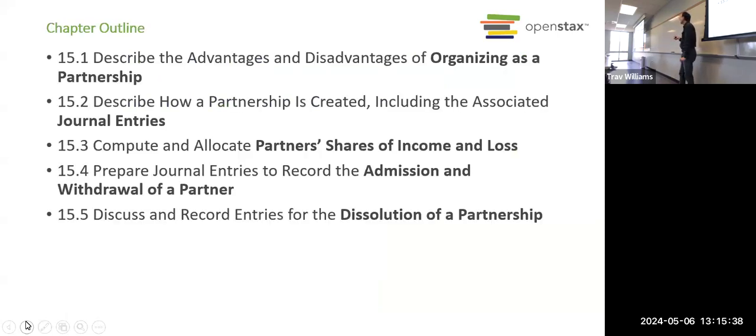Next week is going to be statement of cash flows, and that is, I think, a difficult, if not the most difficult chapter. So that's why I'm going to try to get a head start on that one on Wednesday.